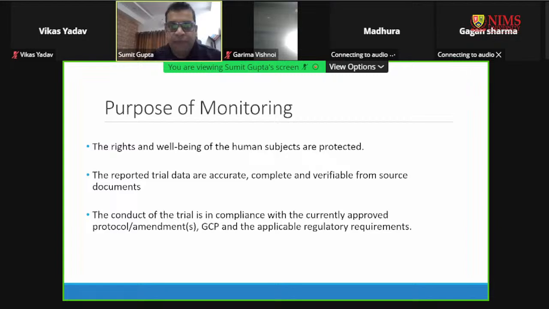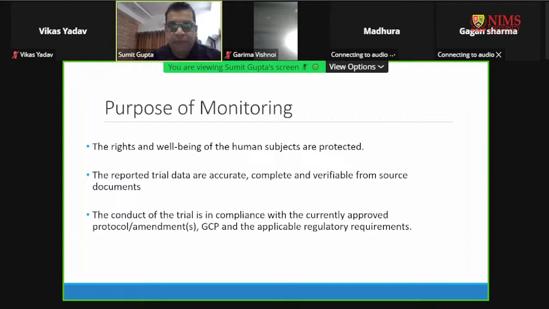So the first step in CAPA management is identification. The second one is evaluation, and then it goes to investigation and analysis. Then you implement an action plan, and then a follow-up is done. So let's see each and every aspect one by one.